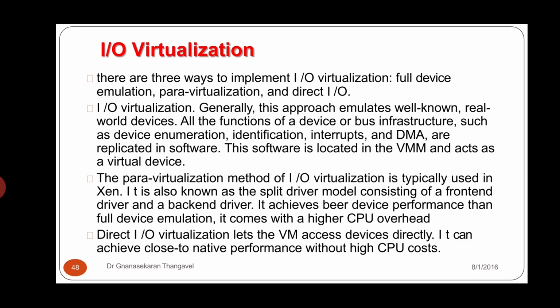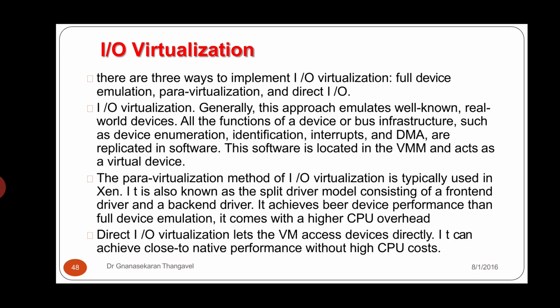First, the front end driver runs in domain U and the back end driver runs in domain 0. In previous classes we explained the Xen architecture, domain 0 and domain U. They interact with each other via a block of shared memory.